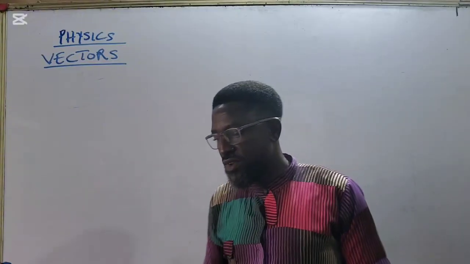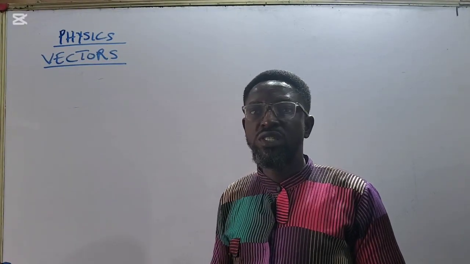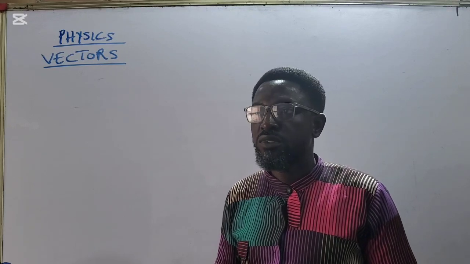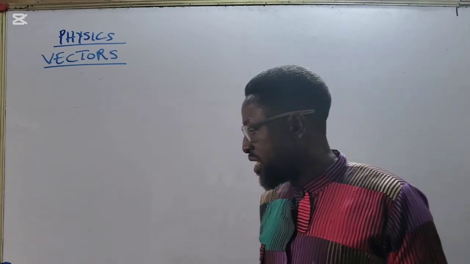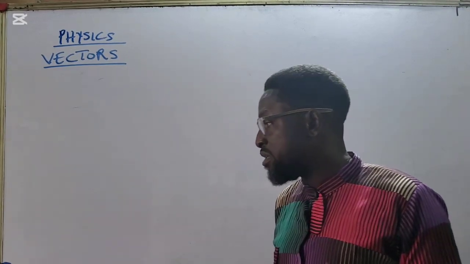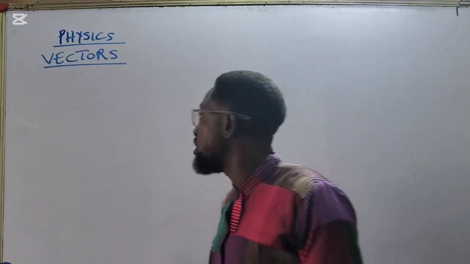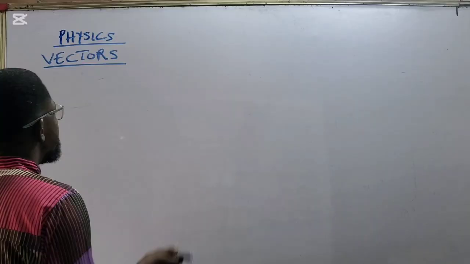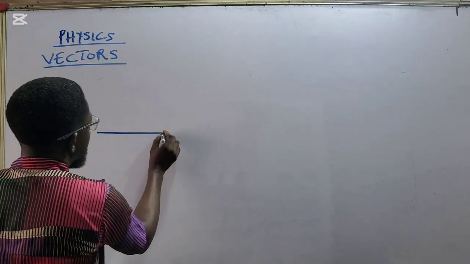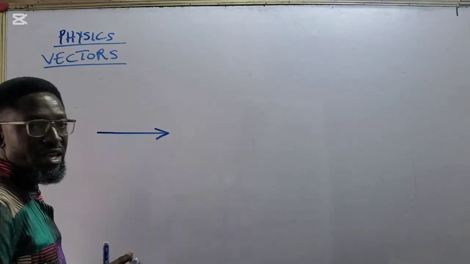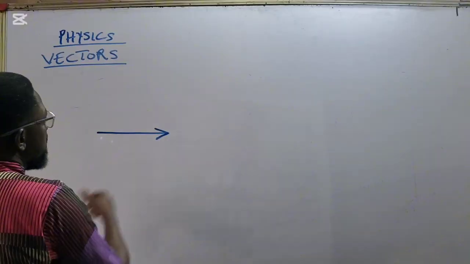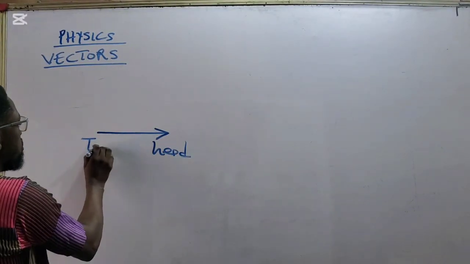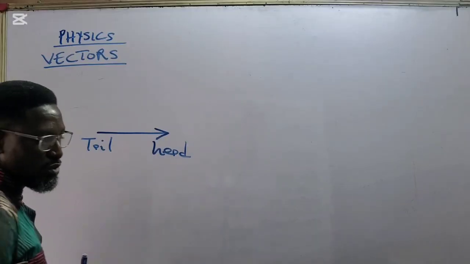First of all, we'll talk about a vector quantity. We're talking about a quantity that is defined with magnitude and direction. A scalar quantity is a quantity that can be defined with magnitude only. Vectors are usually represented with a straight line that has an arrow head. This part is called the head of the vector. This other part is called the tail of the vector.